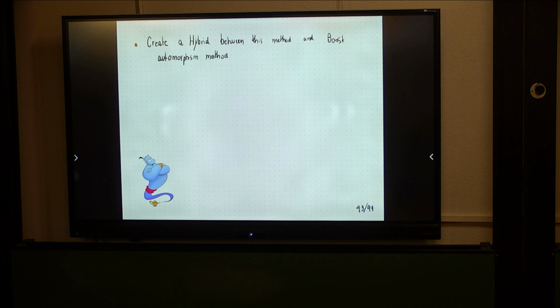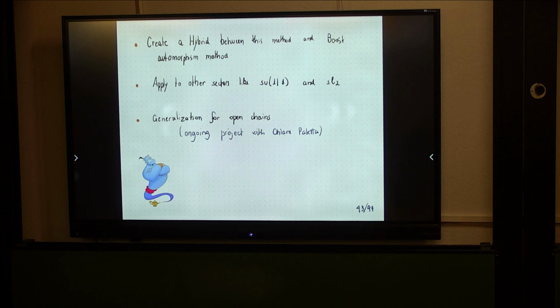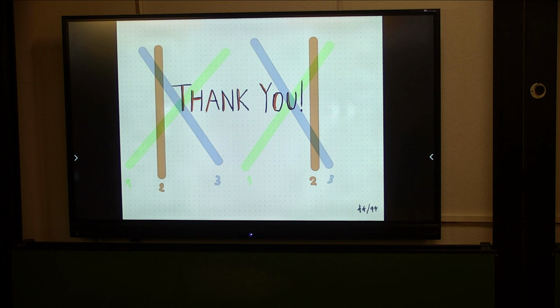Another thing is that the method I mentioned that we were doing before had some advantages in comparison for nearest neighbor, so I would like to try to find a hybrid between them, to be more efficient and faster when put on Mathematica. In terms of N=4, for example, we'd apply it to other sectors, like trying to understand SU(1|1), or something non-compact, but non-compact is very hard at the moment in the way we are doing it, because we are expanding. I think you need to rethink a lot of things to do that. And I'm working with Chiara on generalizing to open chains. So that's it for today. Thank you.